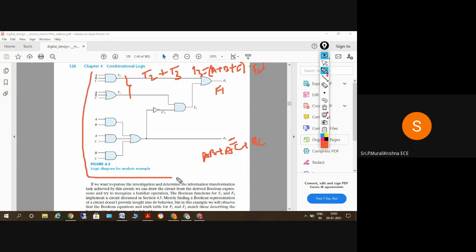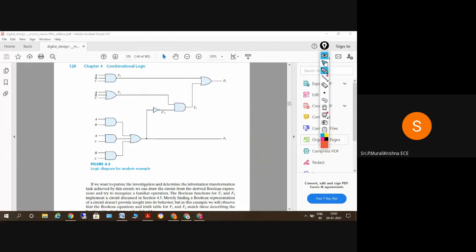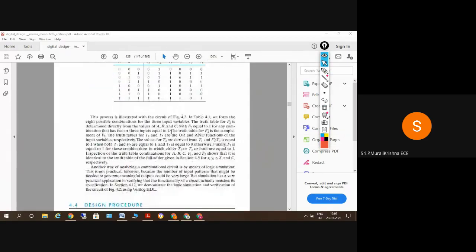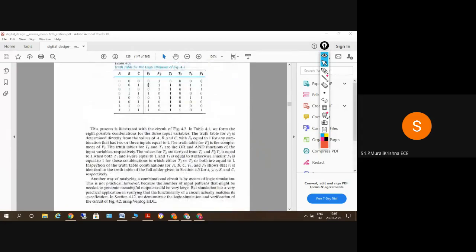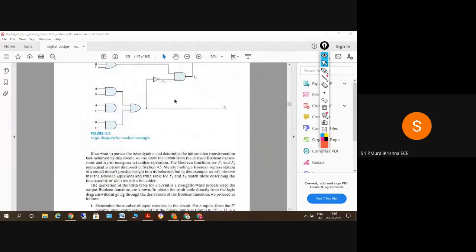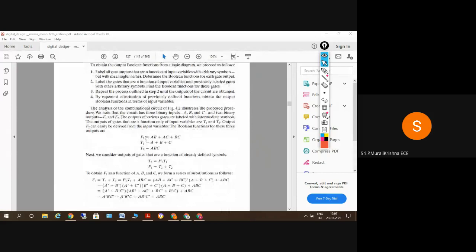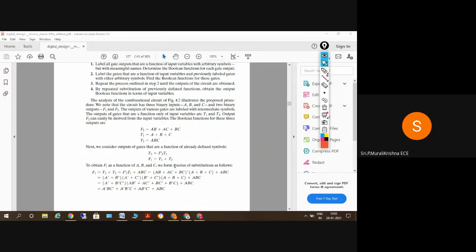Analysis means a circuit diagram will be given and you have to find the output equations F1 and F2. You can check here. Draw the truth table for F1 and F2. These are the equations: F2 is AB plus AC plus BC, this is the value of T1, this is the value of T2, T3 is F2 bar T1, and F1 is T3 plus T2. Substitute these values and we get the results.